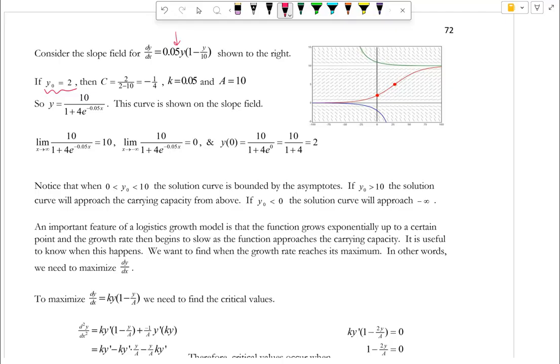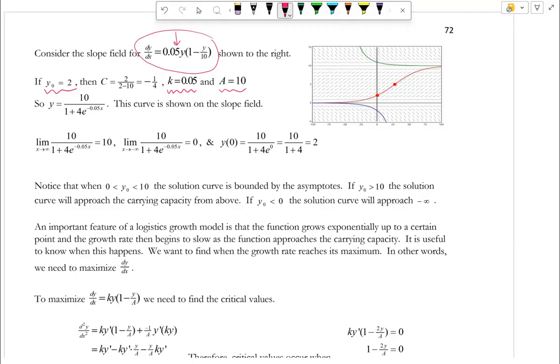We are given that our initial y value is 2. And so we could find our c value there, 2 divided by 2 minus a. So 2 over 2 minus 10, we get negative 1/4. We are given that our growth constant is 0.05, and that a, our carrying capacity, is 10. So these are all things that we should be able to identify from this differential equation.